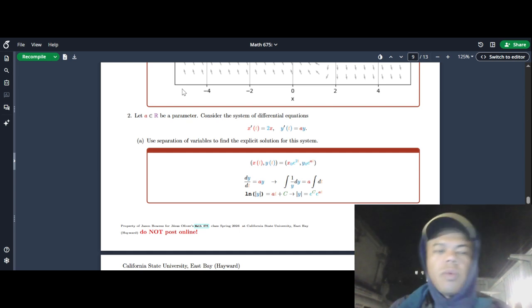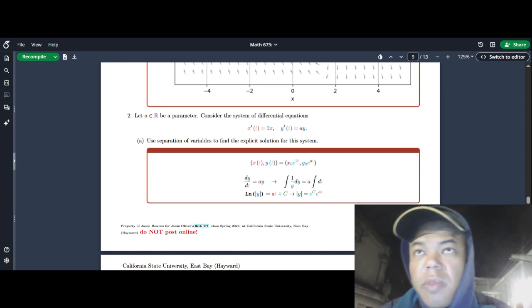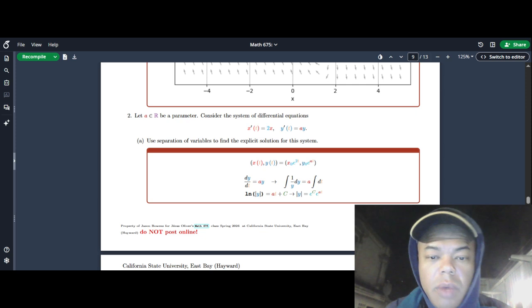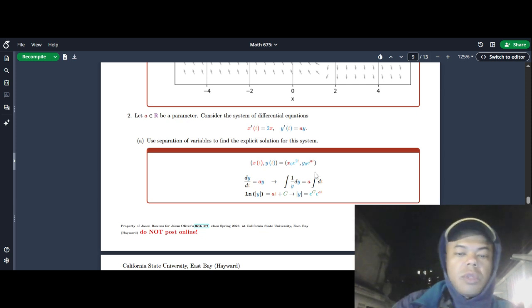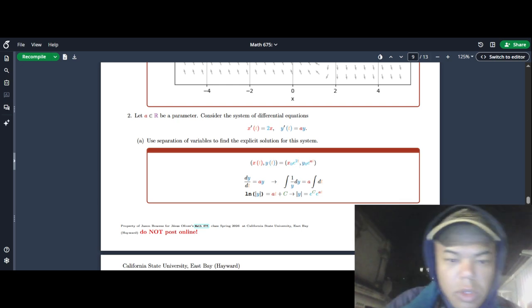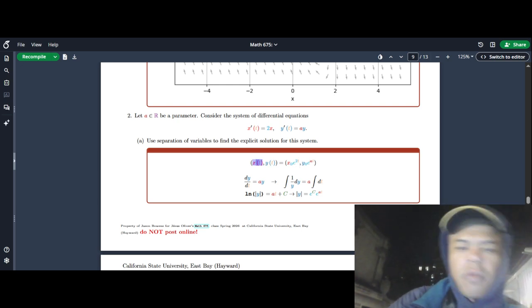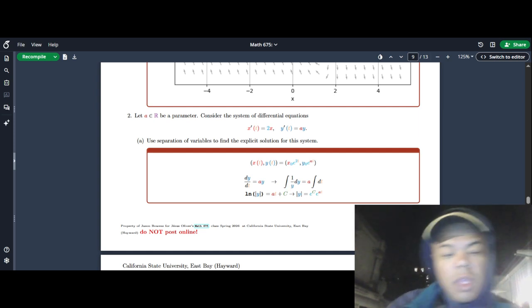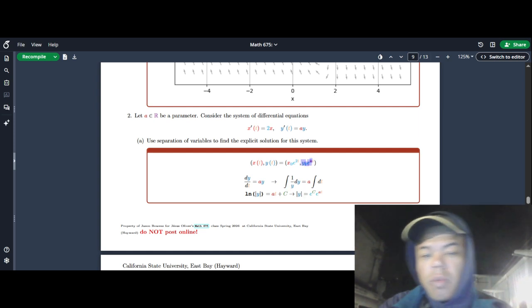The problem 2 on homework 1, where we have this system of differential equations and we have this parameter a, a real number. We're going to use separation of variables to solve for the solutions x of t and y of t. We'll solve in the y direction.